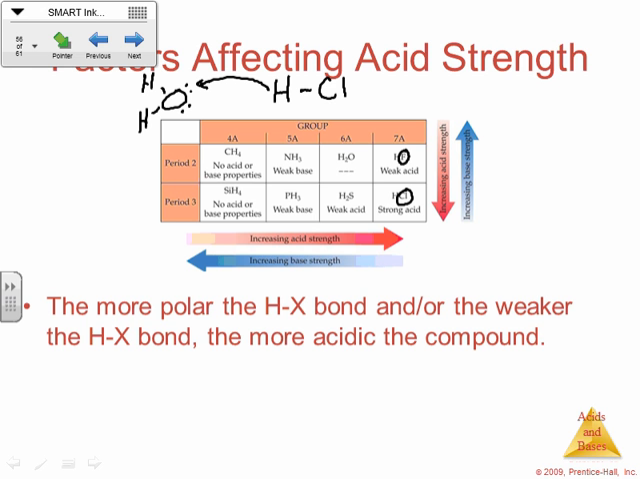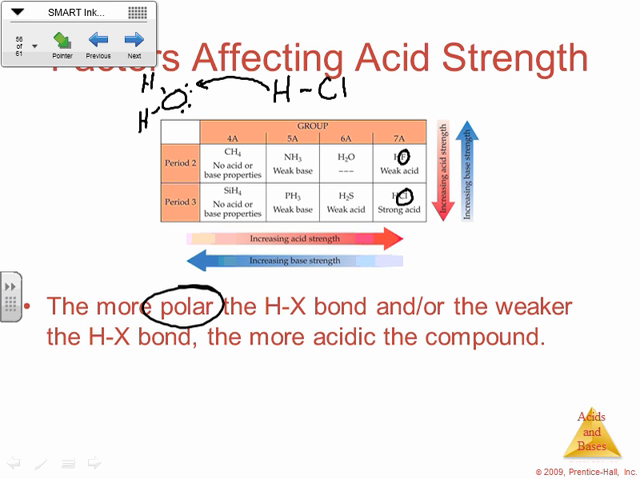They're very similar in electronegativity. But the further over to the right you go, the more electronegative the anion gets, the more it's pulling those electrons to itself, and the more the hydrogen's going to tend to leave. All right? So going across, this polarity thing is probably the most important factor.